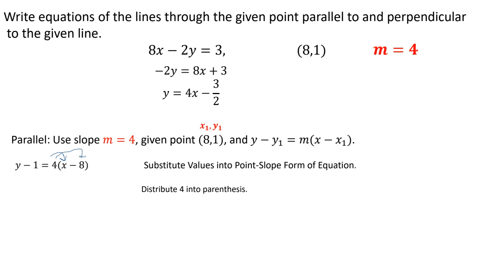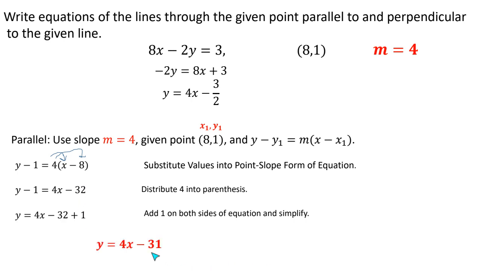We're going to distribute the 4. So 4 times x is 4x. 4 times -8 is -32. Add the 1 on both sides. And so my equation is y equals 4x minus 31. So if you were to graph this red line with this line over here, the lines would be parallel.